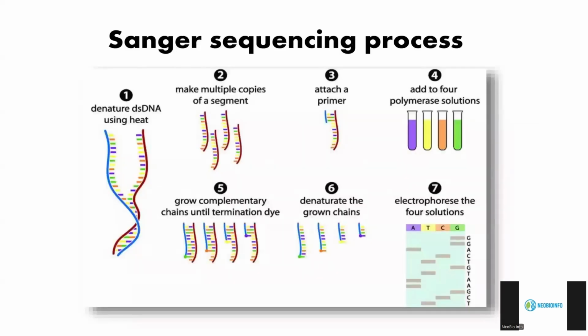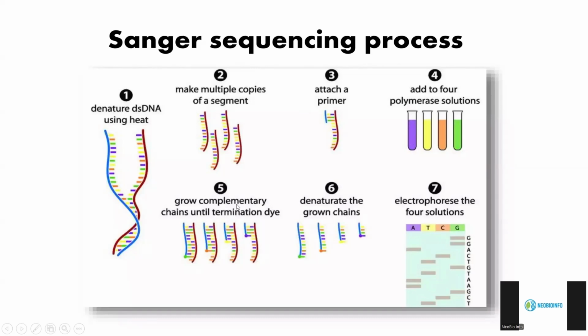So this is the graphical interpretation of Sanger sequencing. As we discussed in the first step, this is the denaturation of DNA using heat. We use enzymes, so we need to start the denaturation of DNA. After that, it gets multiple copies. Each copy gets a primer and also four different polymerase solutions. For example, this color is for adenine, yellow is for guanine, cytosine, and so forth.